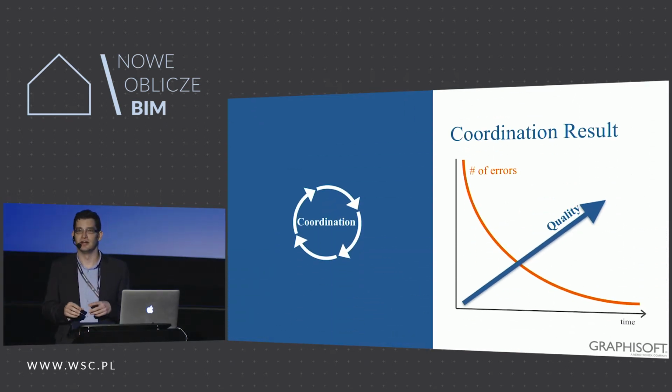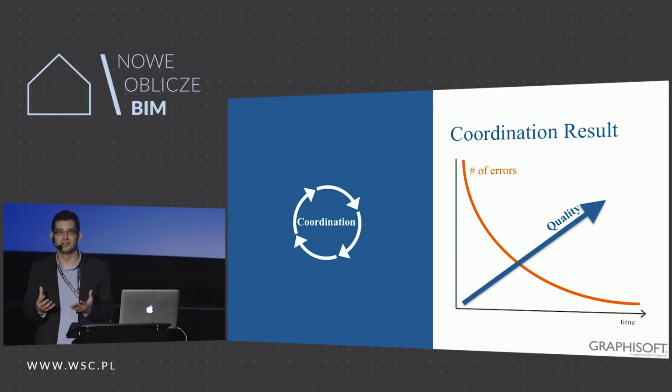So as you can see, this coordination is a cyclical event. It doesn't only happen once. It should happen multiple times in the project, following these same steps: exporting the model, referencing, checking, and issue management. And hopefully the result of this coordination is that the number of errors in the model, in the design, decreases with time.